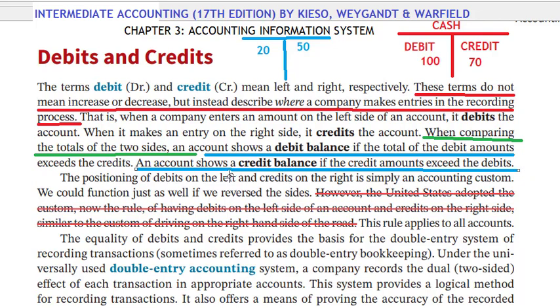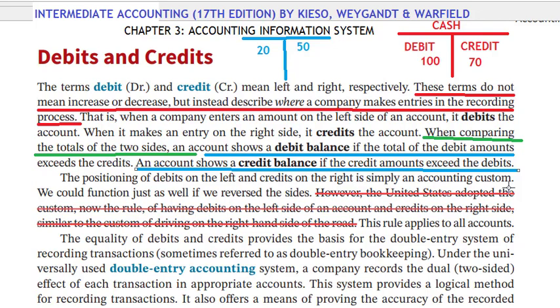And then it goes on to say in the next paragraph that the positioning of debits on the left and credits on the right is simply an accounting custom. Long time ago, someone decided that the left side of the account is going to be the debit side. That's what they called it, that's what they named it. And the right side of an account is a credit. And that's it. It could easily have been reversed, but nope. That's what the custom is. That's what we've been doing for a long time. And not just something we've been doing for a long time, but rather now it has become a rule.